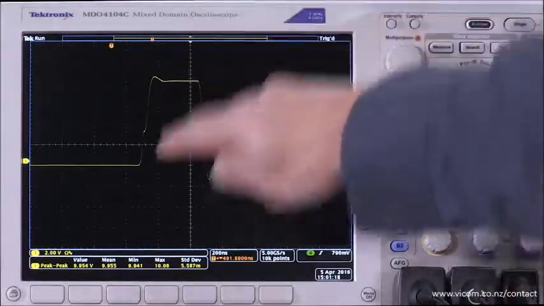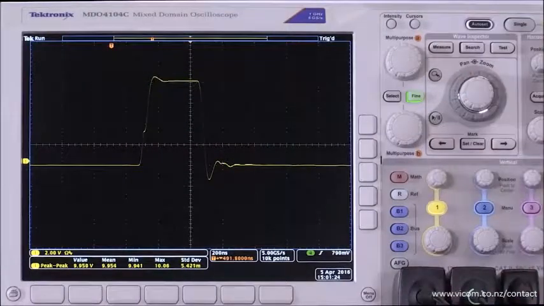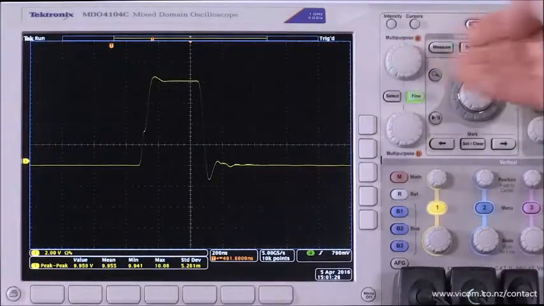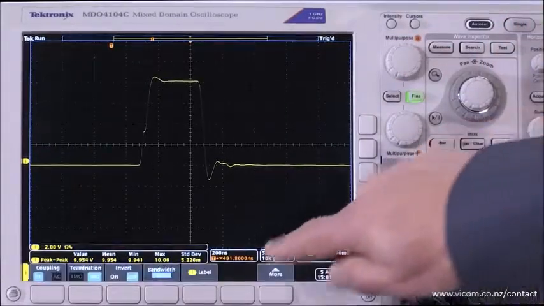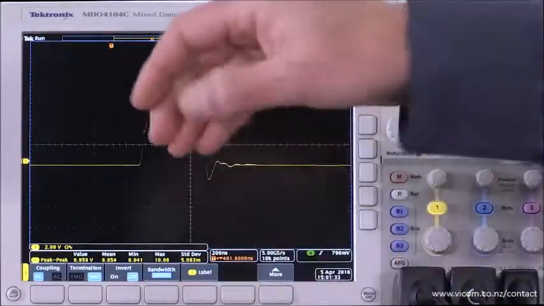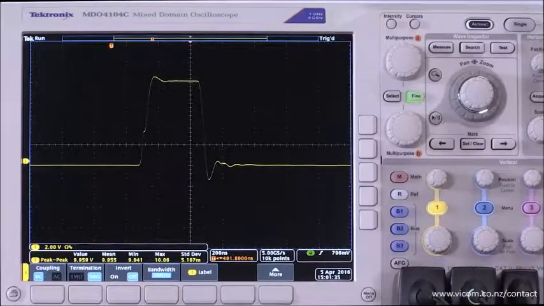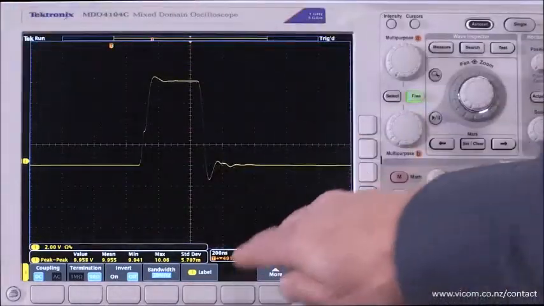Looking at these edges, though, we're seeing 10 to 20 nanosecond edge speeds, which would say I need 30 megahertz of bandwidth. So let's look at this. Our scope is set for 20 megahertz bandwidth. So this is really what most people would think they need for the 20 megahertz bandwidth limit.